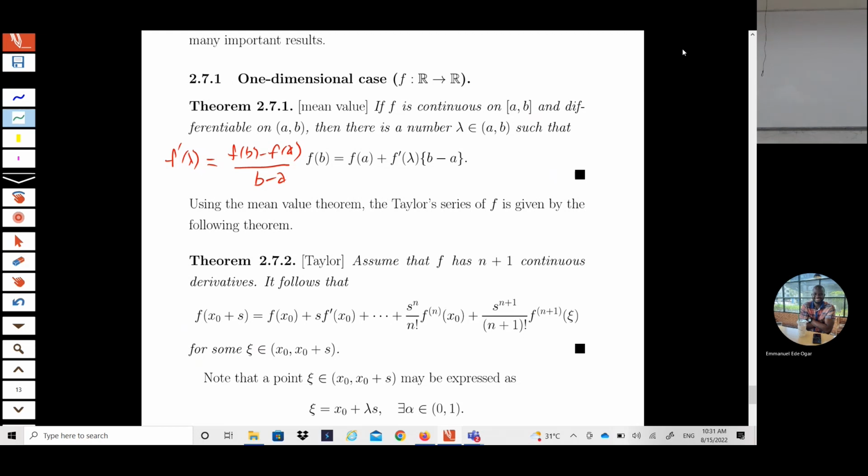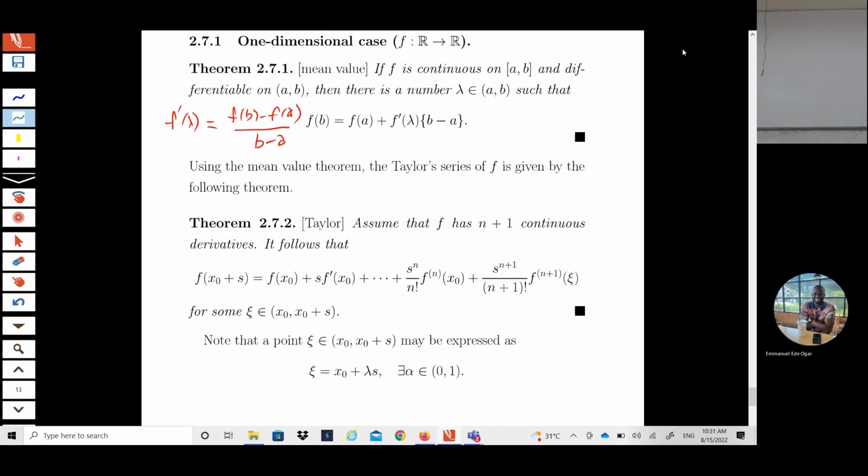So what we do is write it in an equivalent form, but in this new form we can extend it to the vector case. This is how we express it. We write the point xi as x naught plus alpha s.